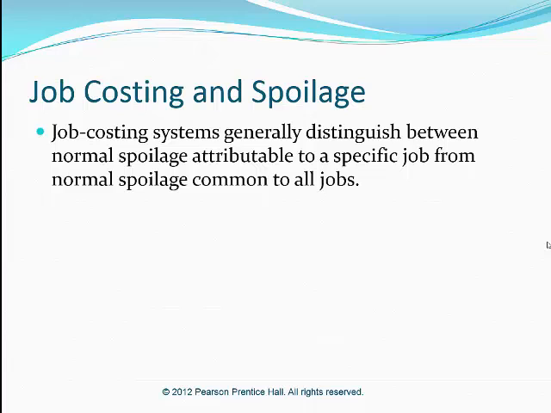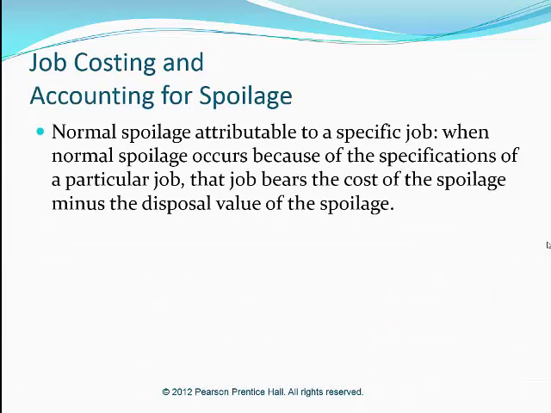In regards to normal spoilage, however, we want to calculate and figure out whether that normal spoilage is attributable to a specific job or whether that normal spoilage is attributable to all jobs, or it's a common normal spoilage. So normal spoilage attributable to a specific job is borne within the cost of that job. However, we can subtract from that cost the amount of money that we can get when we sell that spoilage, if it is possible to do so. So depending on what the item is and if there is a value of some sort on a market for it, we can reduce the cost of the job by the value of those normal spoiled units, that disposal value.